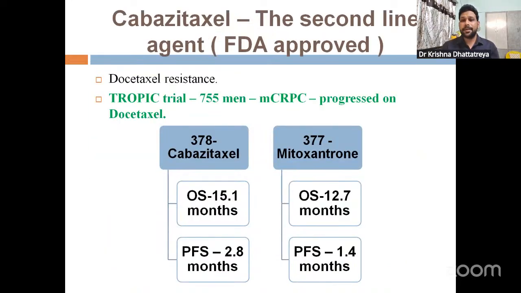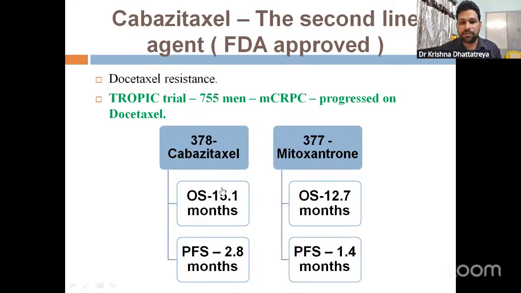So what is the next drug you have to understand in a case of metastatic castration-resistant prostate carcinoma? It is cabazitaxel. This is FDA approved, but this is a second line agent. The study that led to the emergence of this drug is the TROPIC trial, where 750 men with metastatic castration-resistant prostate carcinoma had progressed on docetaxel. That's why this is a second line agent. First they used docetaxel, but still the disease was progressing. In this, the overall survival is better with cabazitaxel compared to mitoxantrone.